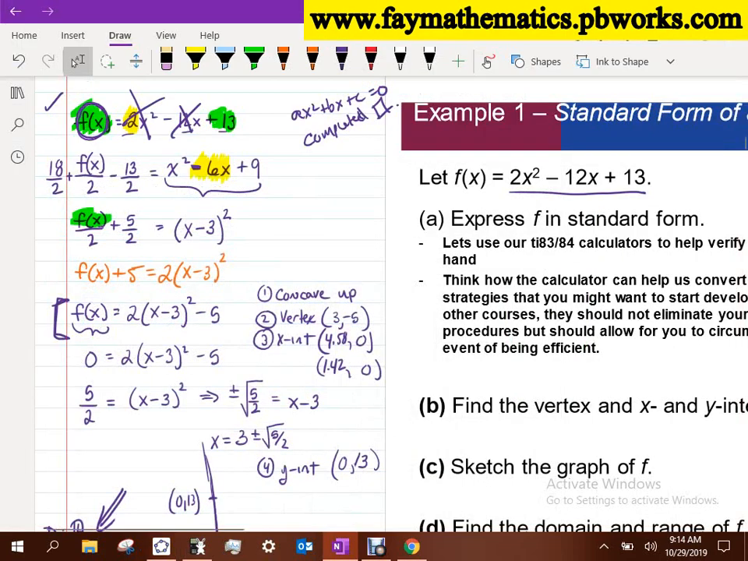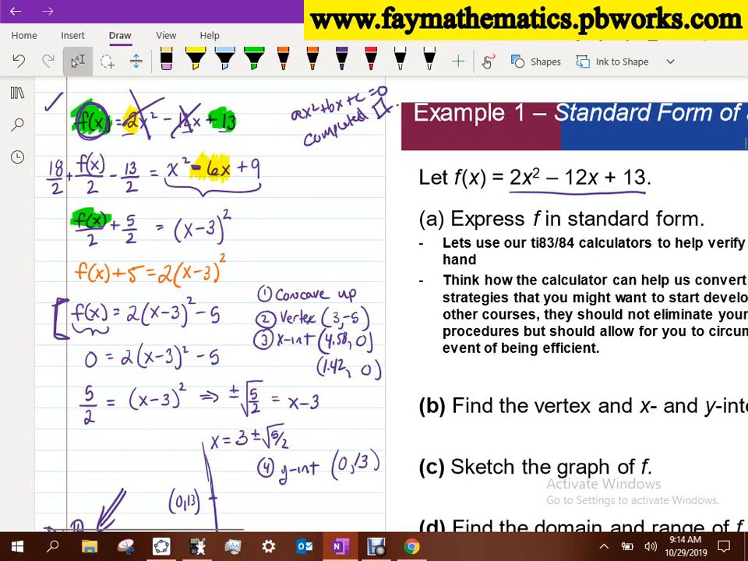Okay, so going back to 2x squared minus 12x plus 13 from Friday, it asks us to get the vertex form. And the approach that we want to take with that initially is to work through the completing the square process. So we completed the square, we took half of this 12, got 6, squared that. We divided everything by 2 first, so that 12 actually turned into a 6.